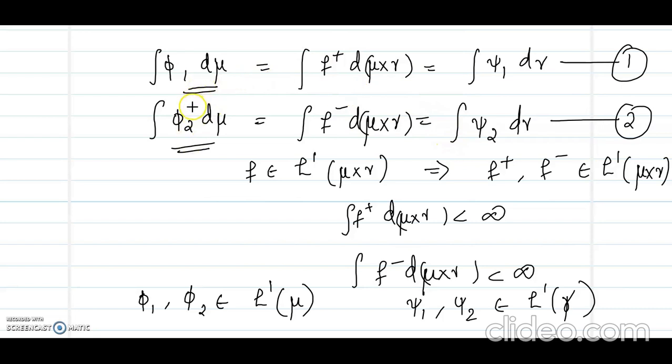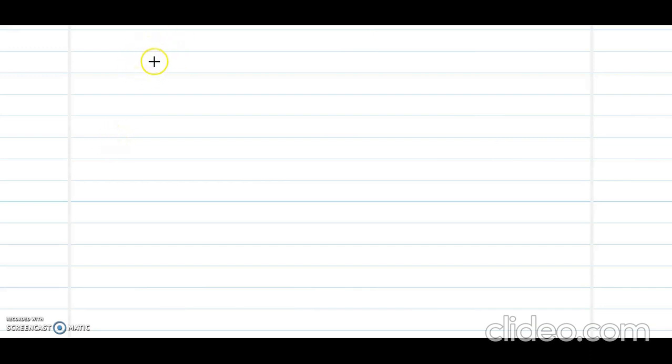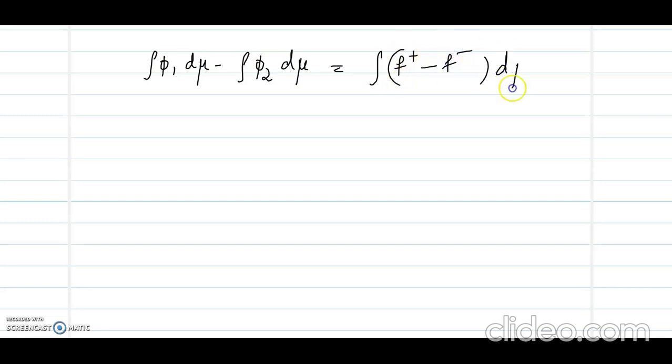Now subtract these two equations. Then we get integral phi 1 d mu minus integral phi 2 d mu. Here integral f plus minus f minus. Subtracting 1 and 2, we will get the remaining result. So we will have integral phi 1 d mu minus integral phi 2 d mu. So that will be equal to integral f plus minus f minus d mu cross r, and that will be equal to integral xi 1 dr minus integral xi 2 dr.